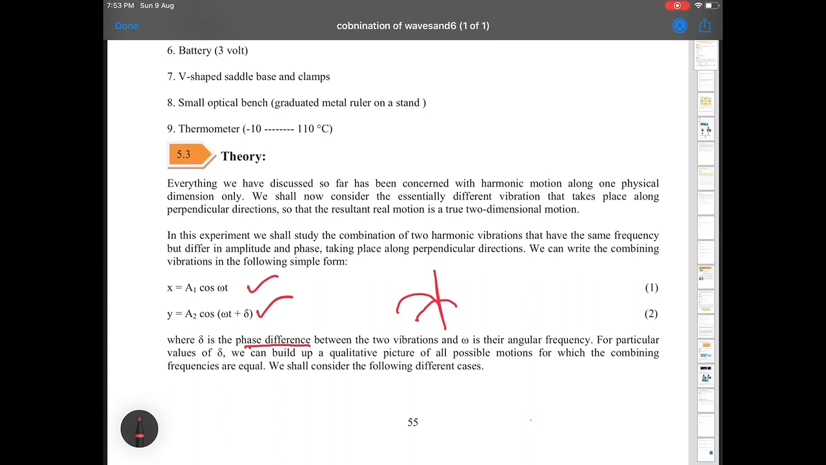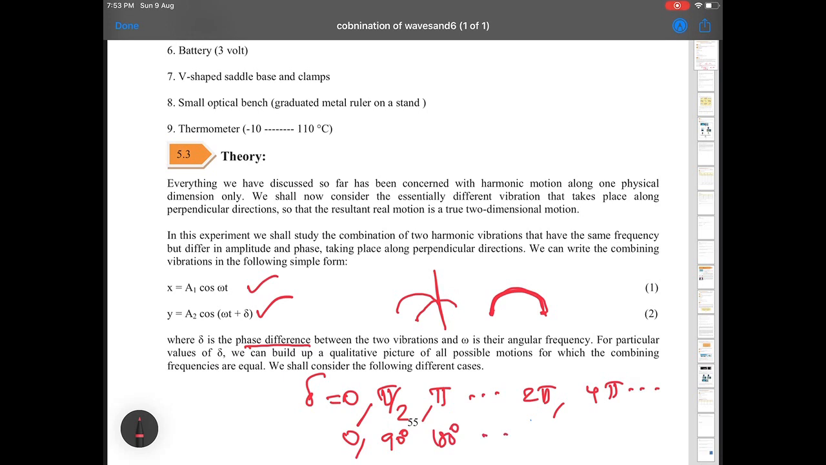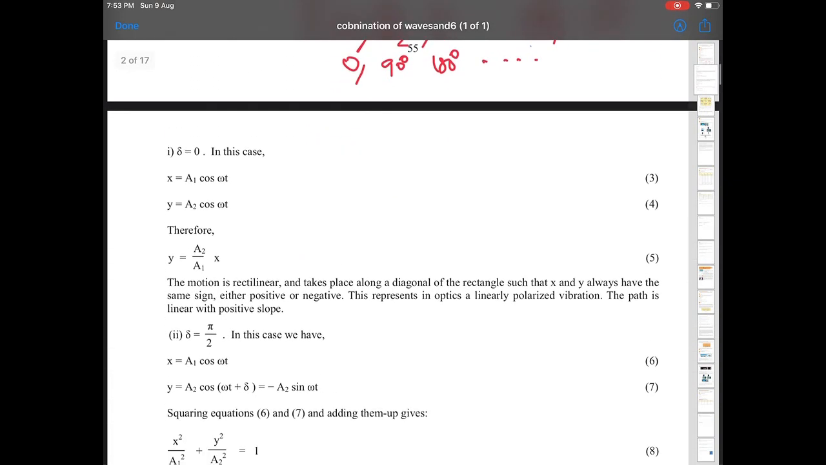Imagine if these two waves are coming from the same point, one wave from here, another wave here, so that the phase difference is 0. Delta can be 0, pi by 2, pi, 2 pi, 4 pi, etc., right? So if the phase difference is 0, or 90 degree, or 180 degree, what will happen to the combined wave? What's our plan? We are going to combine the two waves perpendicularly, and let's have a look into these cases.